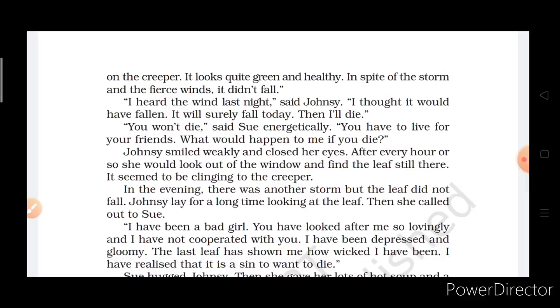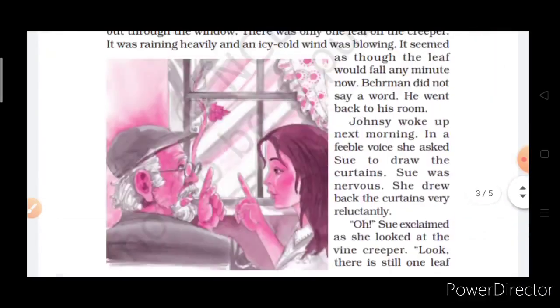"I heard the wind last night," said Johnsy. "I thought it would have fallen. It will surely fall today. Then I will die." "You won't die," said Shu energetically. "You have to live for your friends. What would happen to me if you die?" Johnsy smiled weakly and closed her eyes. After every hour or so, she would look out of the window and find the leaf still there. It seemed to be clinging to the creeper.